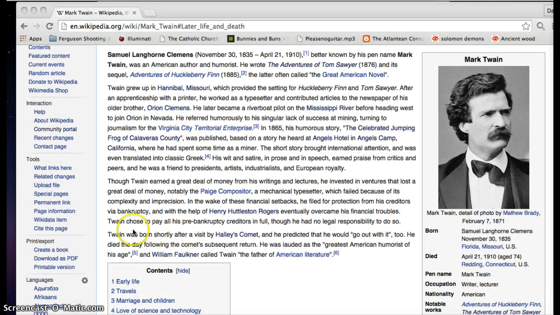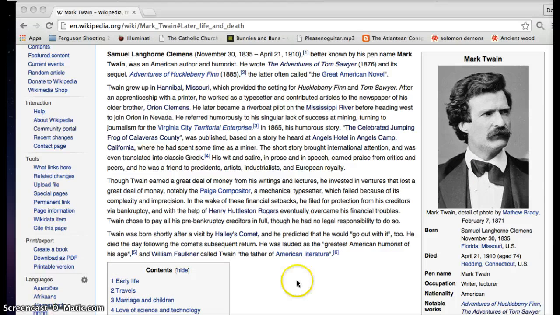This is even weirder here. Mark Twain was born shortly after a visit by Halley's Comet, and he predicted that he would go out with it too. He died the day following the comet's subsequent return. So he literally said that he was going to die when Halley's Comet came back, and he died the next day after its closest approach to the Earth.